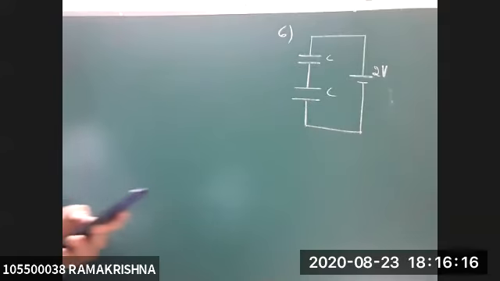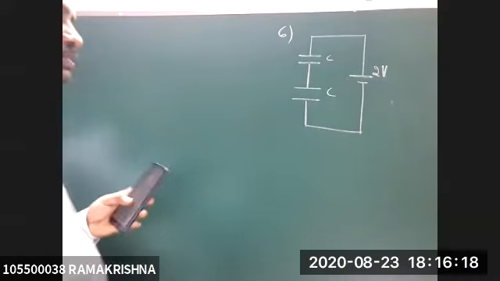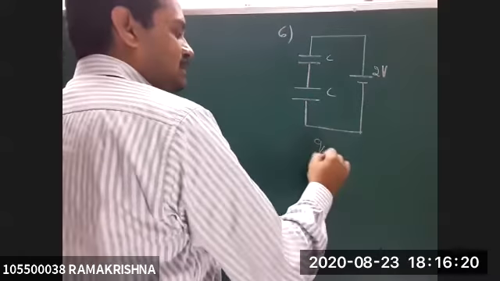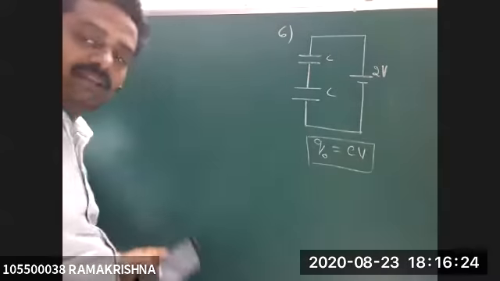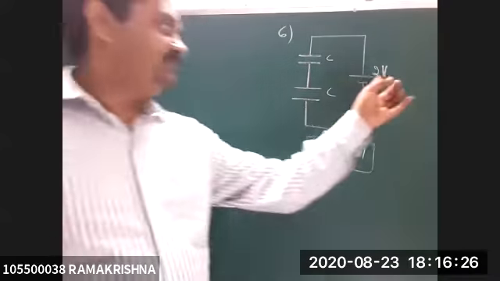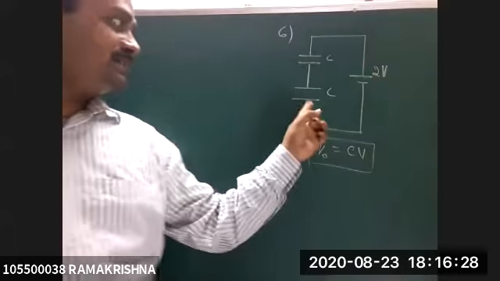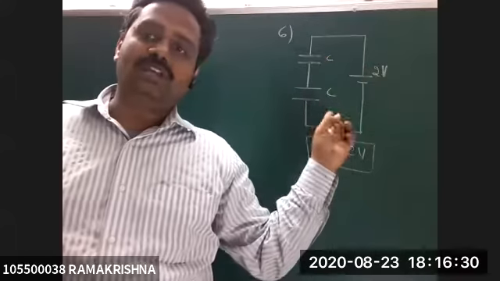And in brackets, it is given that the charge on each capacitor is Q naught. That is, Q naught is taken as C into V. Charge on each capacitor is CV. Why? Because 2V is the net potential and the two capacitors are in series, so the given potential is shared equally between them.